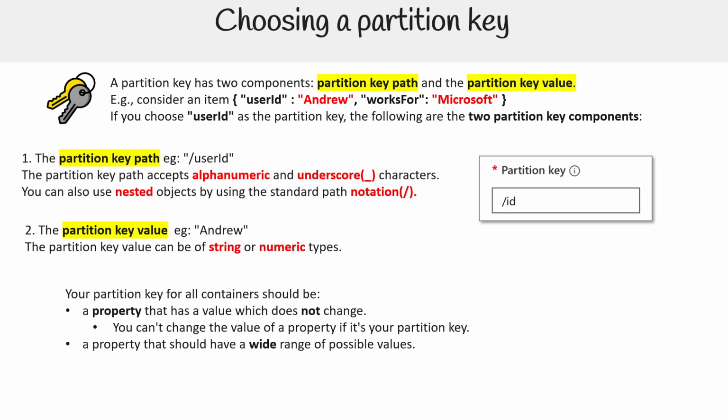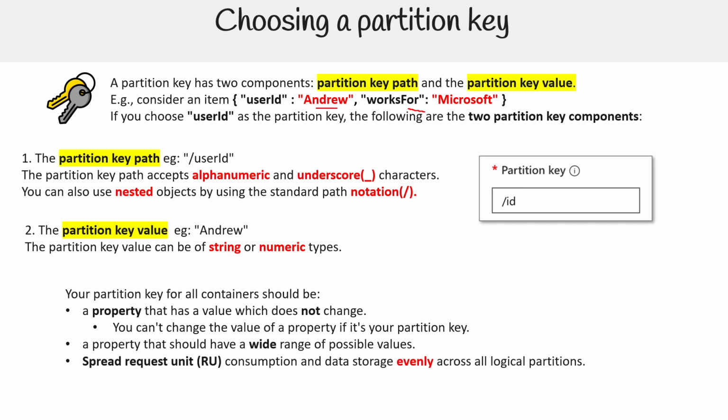It should also be a property that has a wide range of possible values. That's why we said user ID, because it's going to be pretty unique per person, whereas works for, you're going to have a bunch of groups of that. Like there might be a lot of people who work for Microsoft, so it's not as unique.